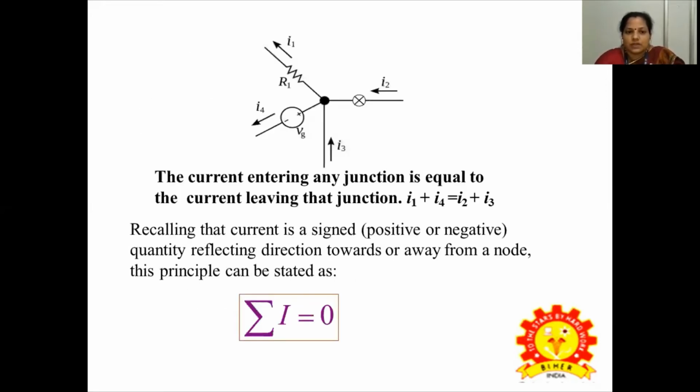As shown in the diagram, the current I1 is a leaving current, I2 is an entering current, I3 is also an entering current, and I4 is a leaving current. So according to KCL, we can write I4 plus I1 equals I2 plus I3. Recalling that current is a signed, positive or negative quantity reflecting direction towards or away from the node, this principle can be stated as summation of I equals 0.